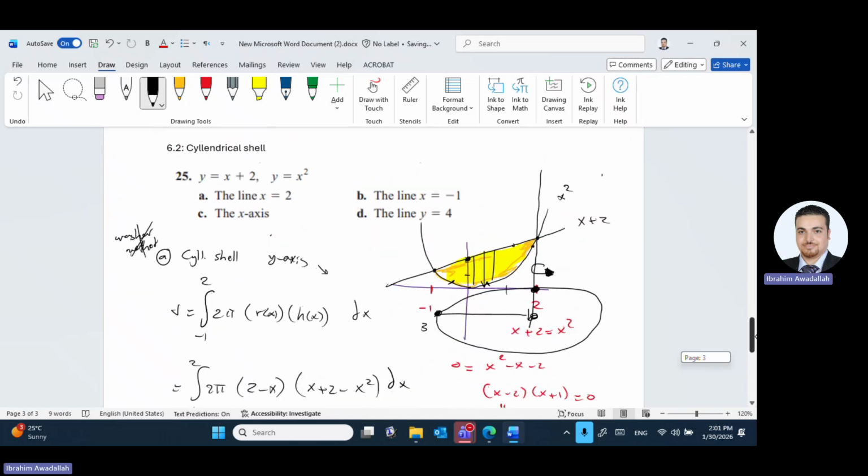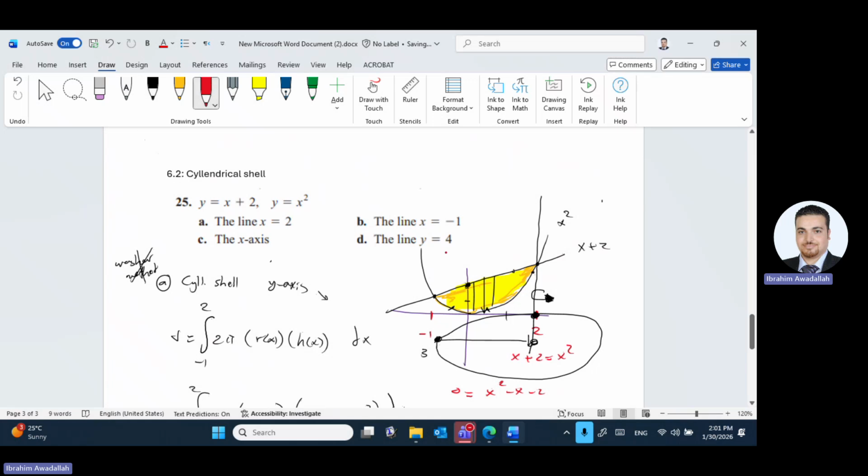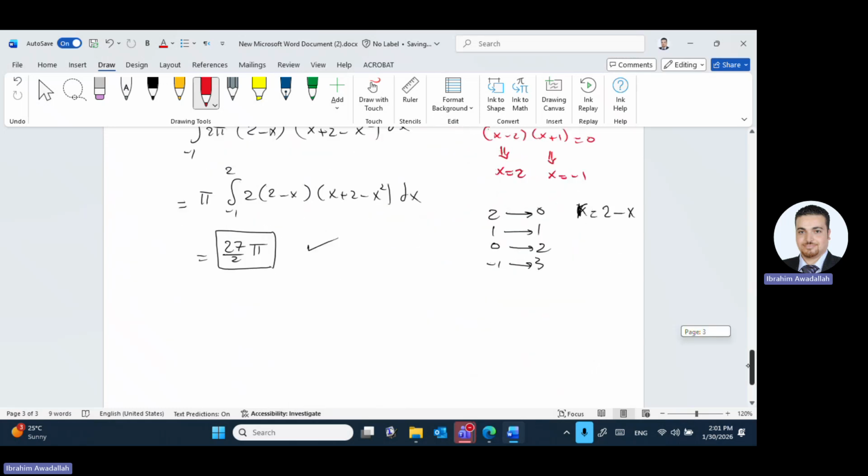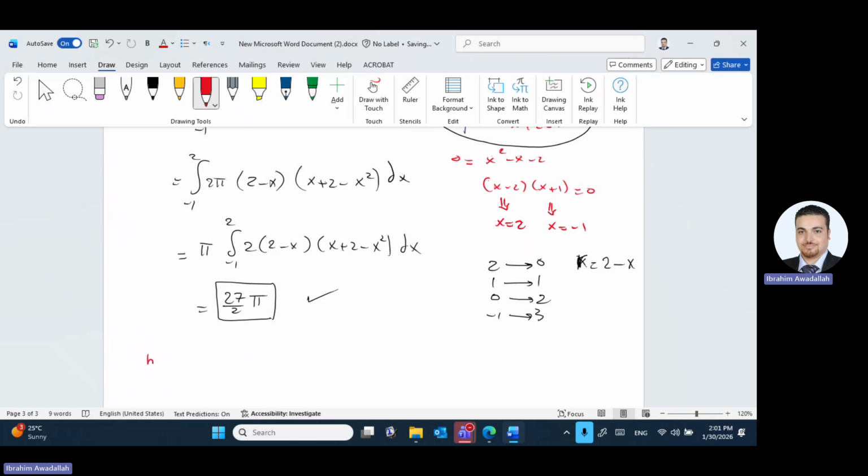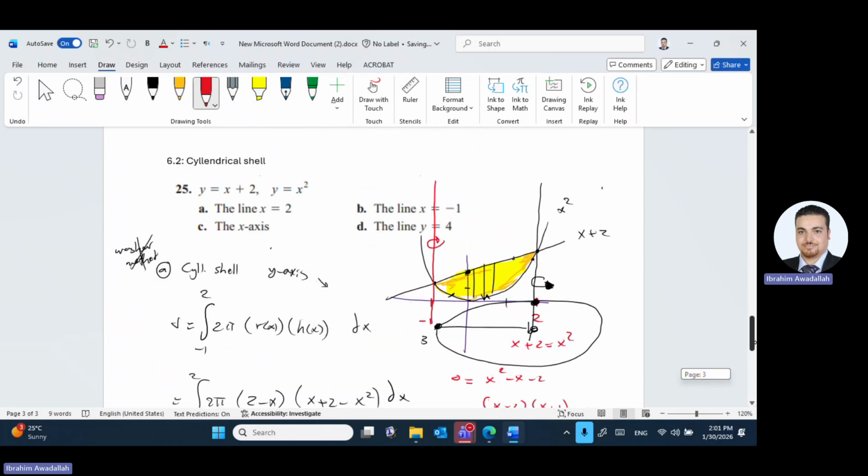B, revolving about the line x equal -1. So the revolving will be like this, and no need to solve this question. If revolving on this side or on that side, it's the same piece, same revolving. So the answer will match with the same integration. So B, the volume equals the integration from -1 to 2, 2 pi times 2 minus x, x plus 2 minus x squared dx, and the answer will be 27/2 pi. This is a ridiculous question.